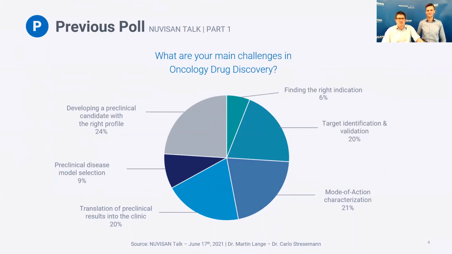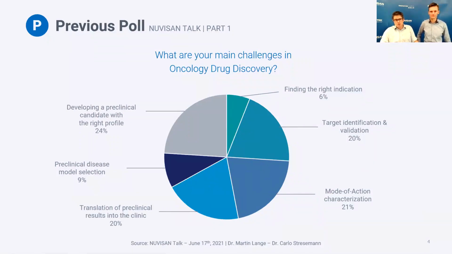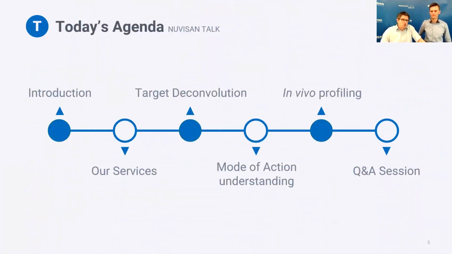In the preparation round, Martin and I were thinking, okay, we cannot just simply present the same stuff again. And having now the opportunity of having a second part, we were focusing a little bit on the previous poll, which we did in our first talk. The question was, what are your main challenges in oncology and drug discovery? And as you can see here in the chart, a lot of those answers were circling around target identification, validation, mode of action characterization, as well as some translational aspects, as well as selecting disease models.